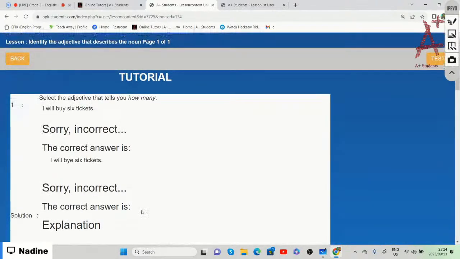So we need to identify adjectives that describe the noun. Either they tell us how many, or how much, or what kind. So if we look at this sentence, I will buy 6 tickets.